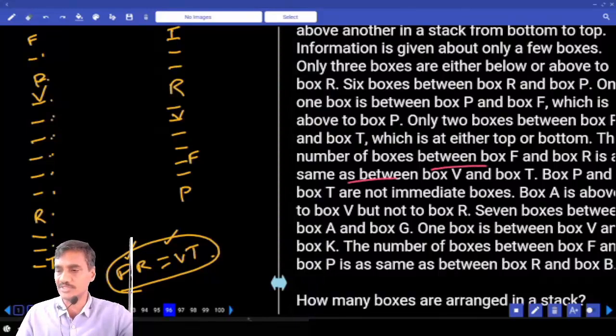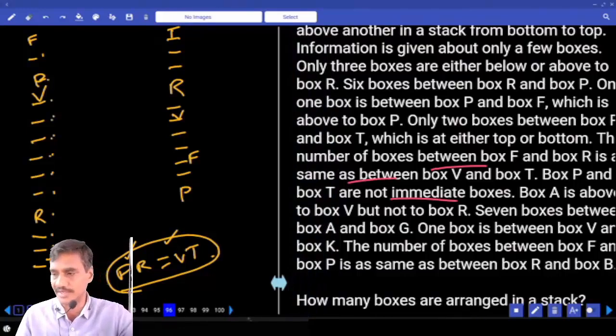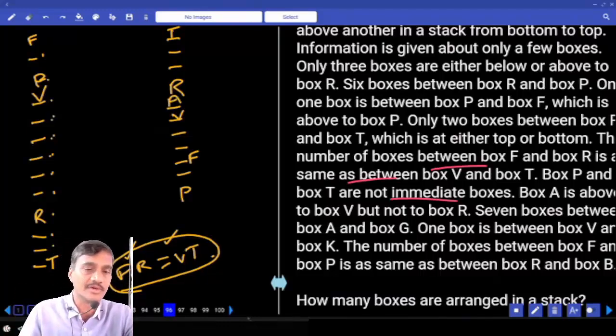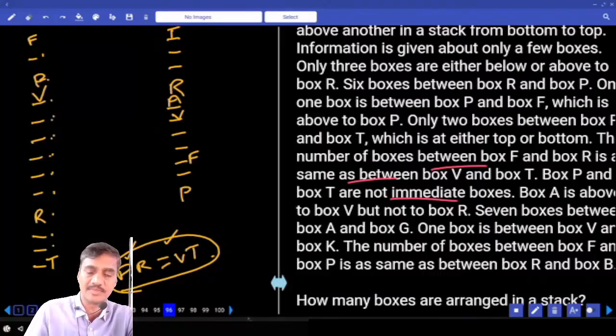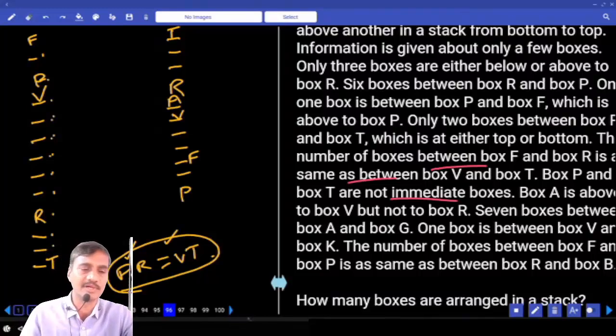F and R is same as V and T. Box P and box T are not immediate number. P and T are not adjacent to each other. And at the same time A is above to V but not to R. A is above to V but below R. Now in this one A is above T but below. A is above to what? A is above to V but below R.